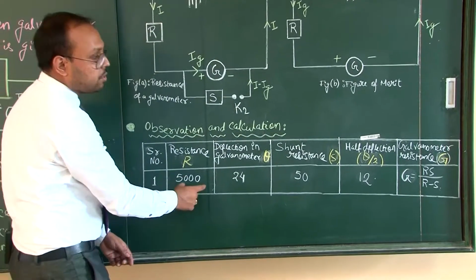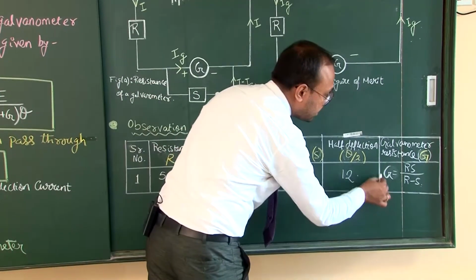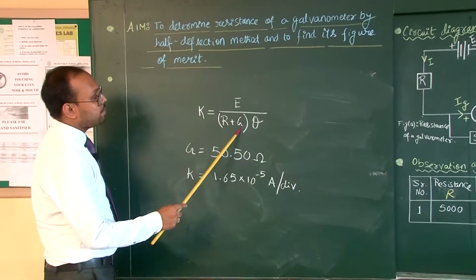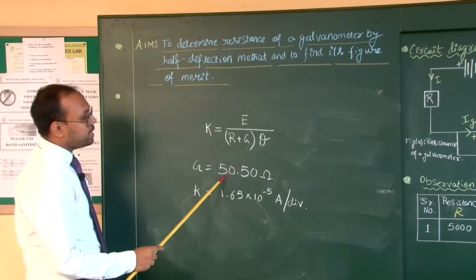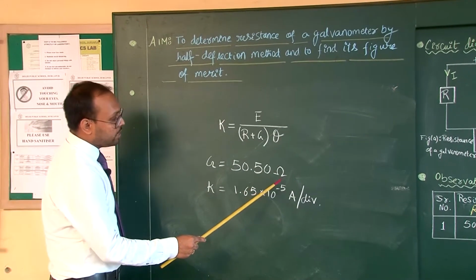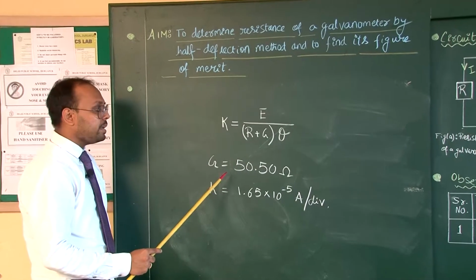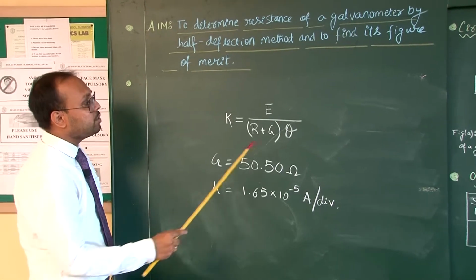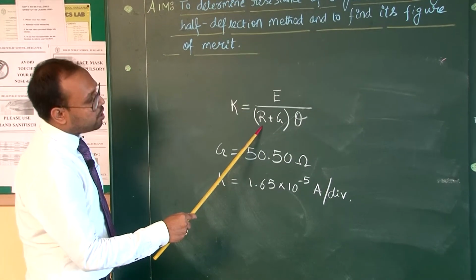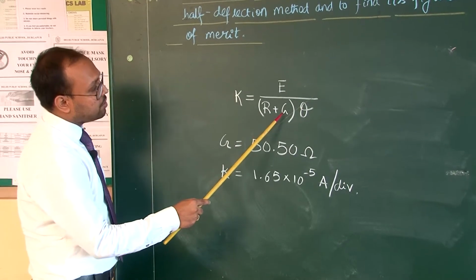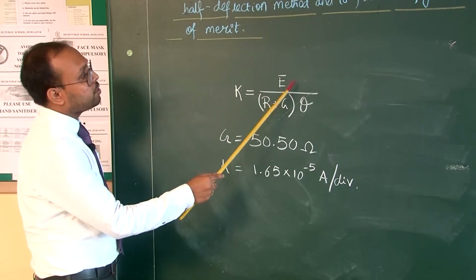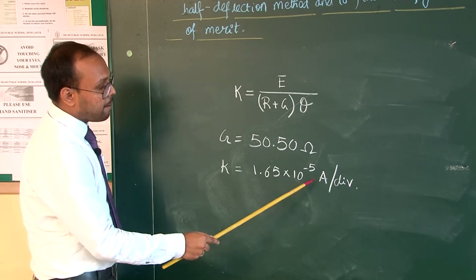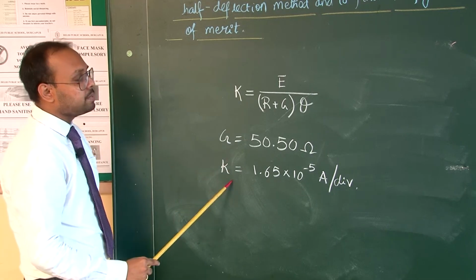The shunt value is 50, the resistance value is 5000. With the help of this, we will be calculating the galvanometer resistance as Rs divided by R minus S. We already have the value of G from the table; we calculated G as 50.50 ohm. We will be repeating this reading 3 times, then we will get a set of readings. The average value of G will be taken. We will take a set of R values, and for different values of R, different values of G will come. Putting this value in, we get K as 1.65 into 10 to the minus 5 ampere per division. This is the figure of merit of this particular galvanometer.